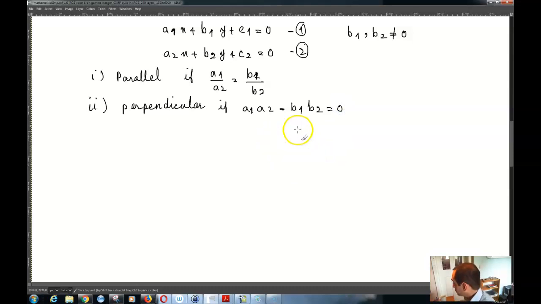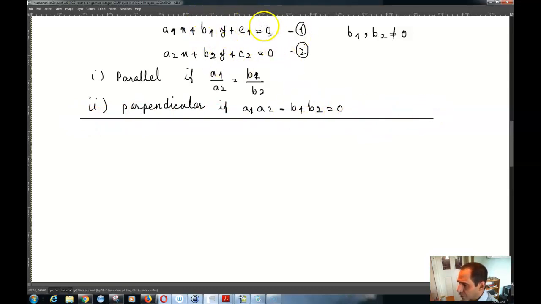Okay, so of course for the first part, the lines that you have are these two, and you want to show that they are parallel if A1 to A2 is equal to B1 to B2. And of course, if this is equal to C1 to C2, then they're basically the same lines. But if C1 to C2 is not equal, that just means that they are parallel.